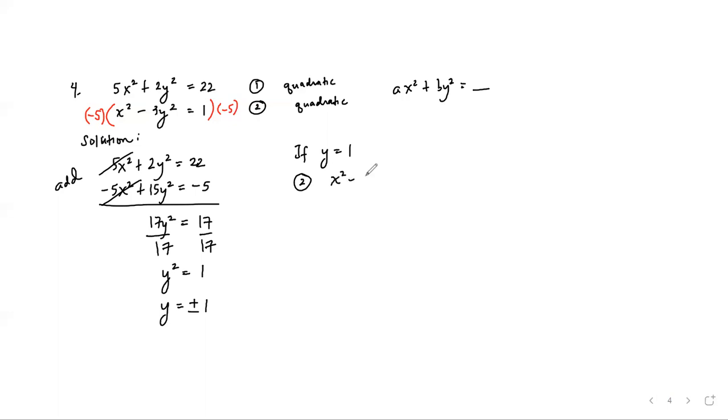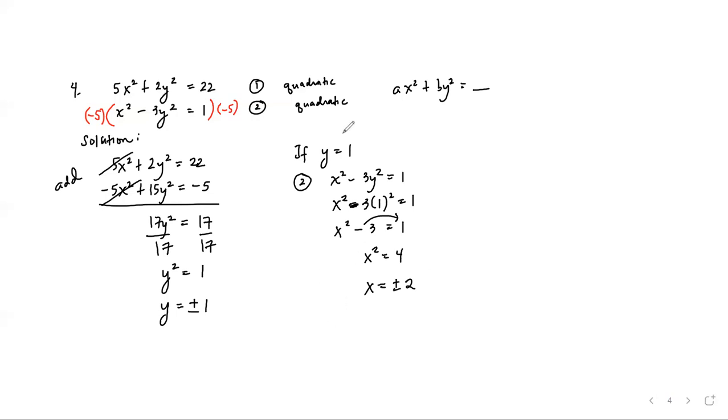So x squared minus 3y squared equals 1. So substituting y equals 1, we will be getting x squared minus 3 times 1 squared equals 1. And this will give us x squared minus 3 equals 1. Transposing negative 3 to the other side, we get x squared is equal to positive 4. And then again, by the square root property, x is equal to positive negative 2.